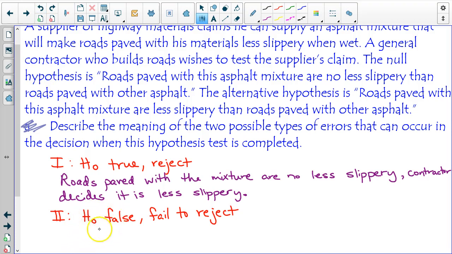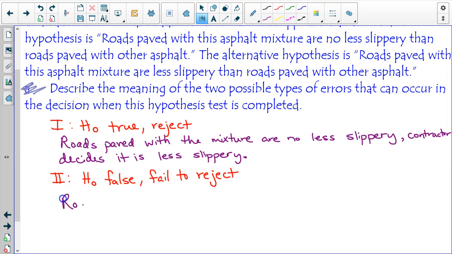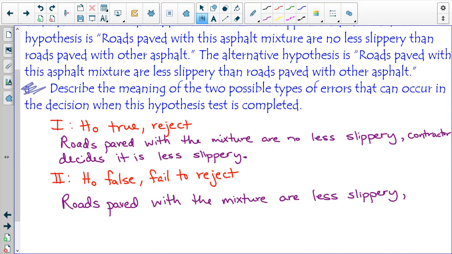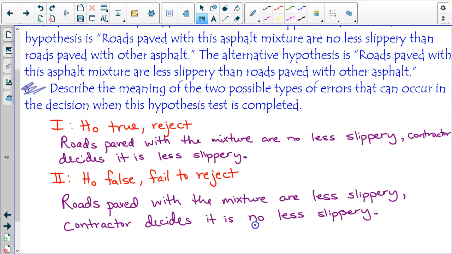Okay. The null is false. The null is false, meaning the roads paved with the mixture what? Yep. They are less slippery. Okay. But the contractor decides what? Yeah, he's going to decide it is no less slippery. It's weird because of the wording of less, no less, I know, but you're just saying the roads really are less slippery, but he's going to decide that they're not, so he's probably not going to buy the mixture. That's what that means. Okay.